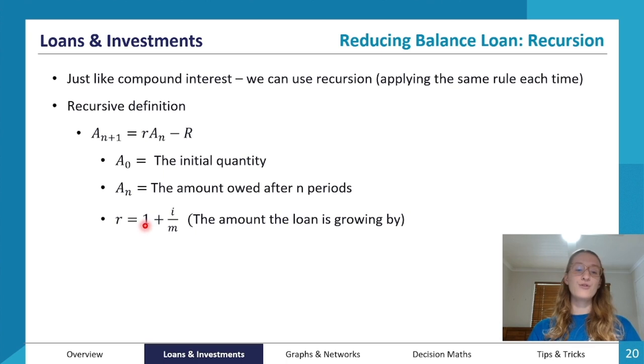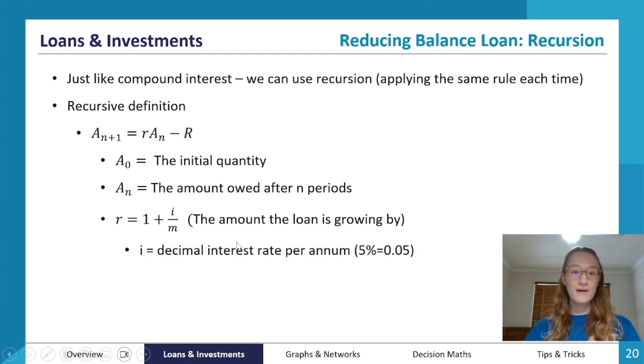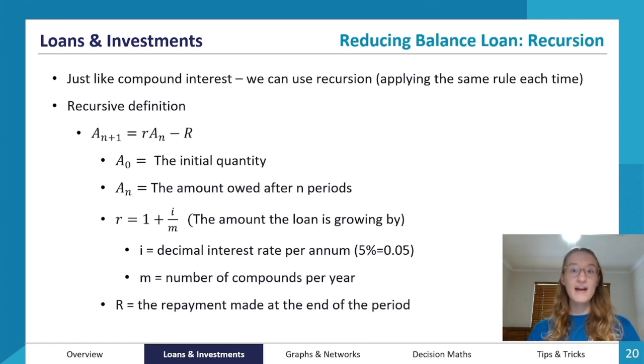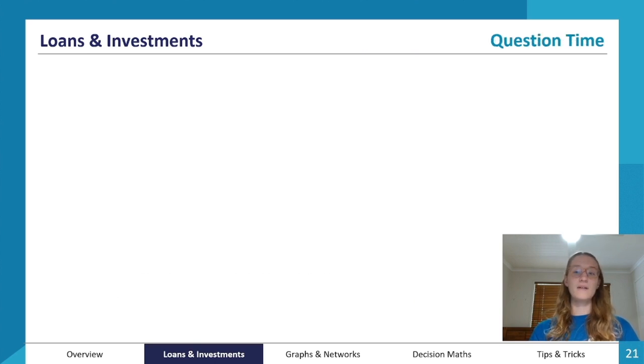And R is equal to 1 plus I divided by M. So we're coming back to this first version of the formula that we used, where R is 1 plus the decimal rate of interest per annum divided by the number of compounds per year. And that gives us the amount the loan is growing by. So we've got those two variables to find the same. And then our capital R is the repayment being made at the end of the period.